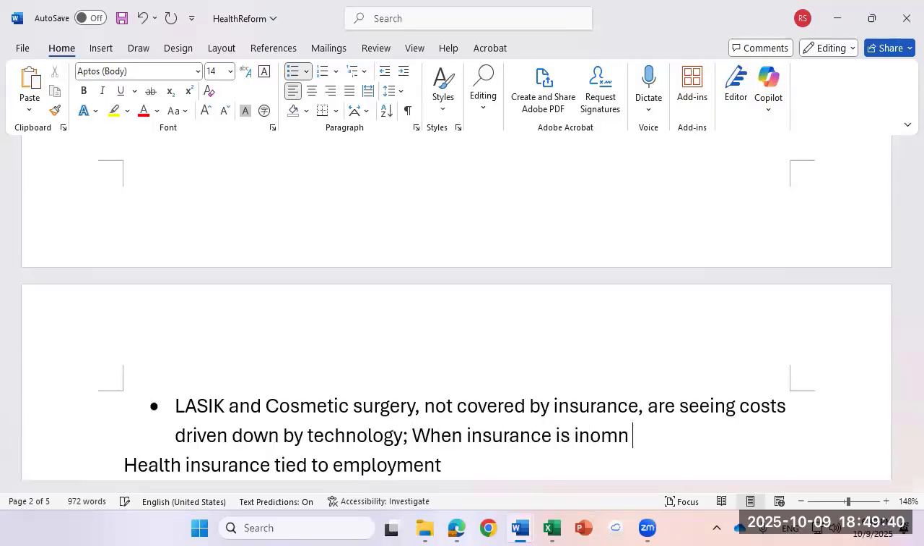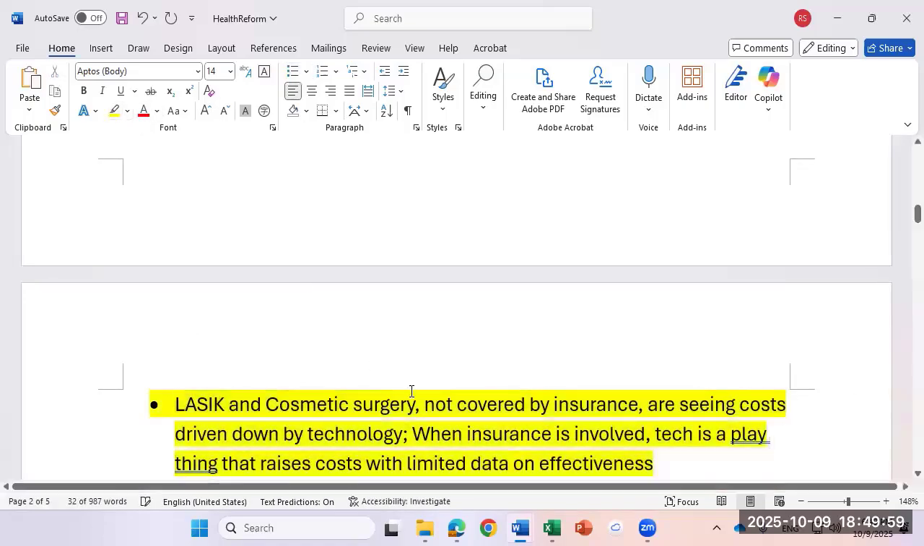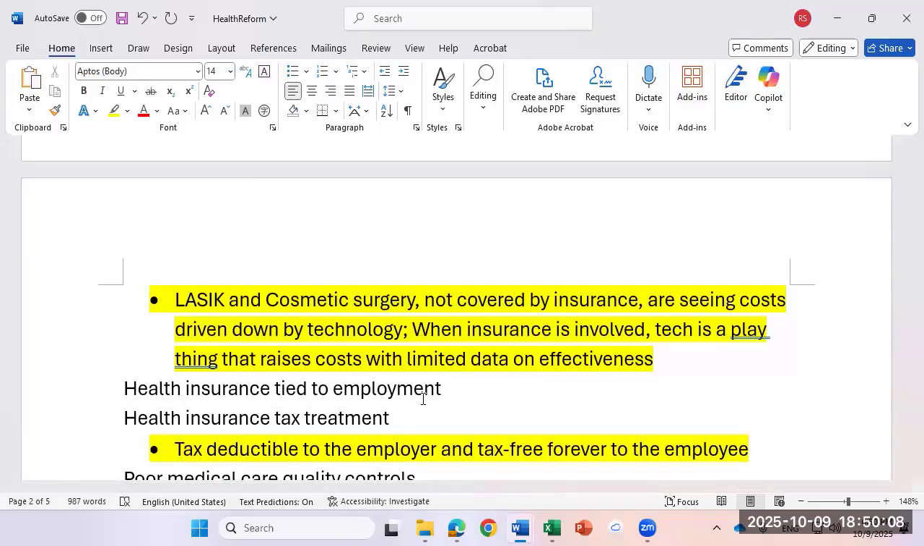When insurance is involved, we'll see this again. Tech is a plaything that raises costs with limited data on effectiveness. We'll see more quotes on this. We'll get into this more. But some of these robotic surgeries, you think, wow, robotic surgery is going to be much more accurate, more cost effective. It actually costs more. And the evidence is no more, the quality is no higher. But doctors love it. Hospitals love to say, look at this massive thing. You'll see it in the video I'm going to show you.